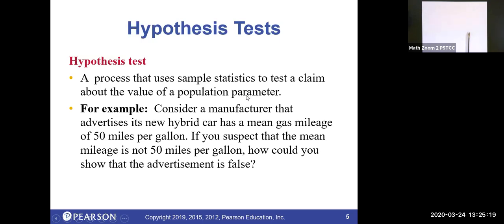In this example, we have a car manufacturer that advertises that the new hybrid gets 50 miles per gallon. We suspect that the mileage is not 50 miles per gallon. So we have two different opinions here. We have that the car does get 50 miles per gallon and that it does not.